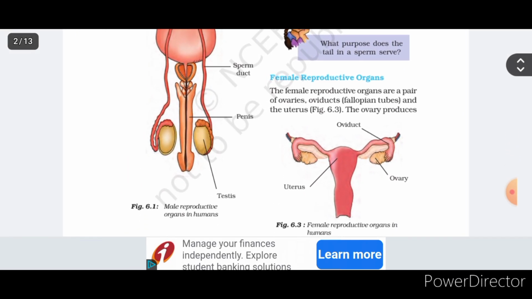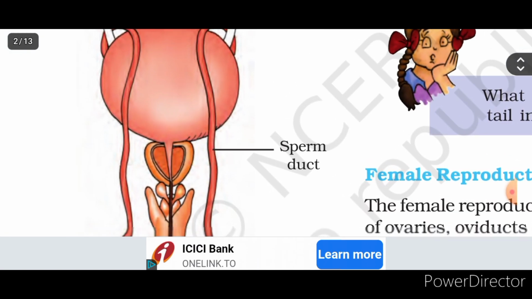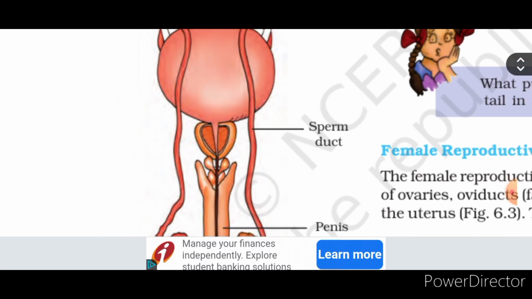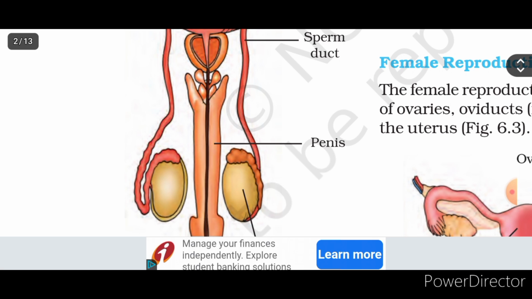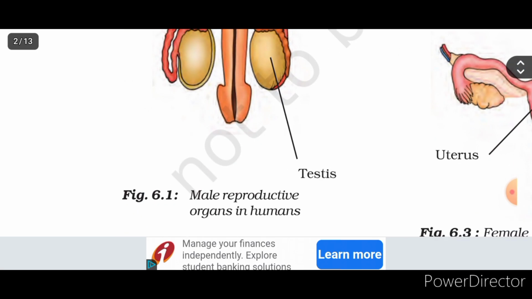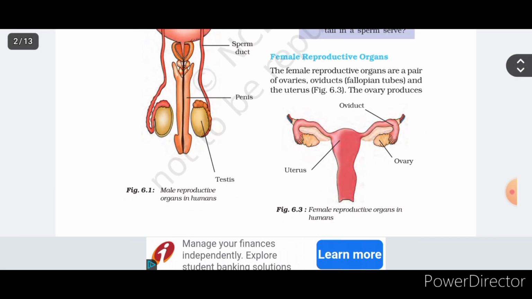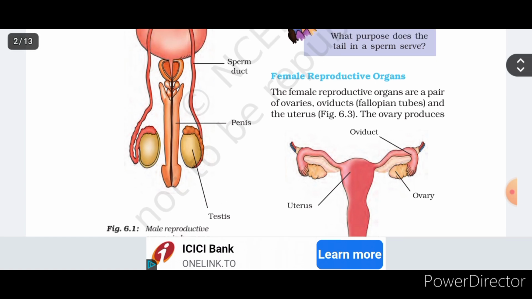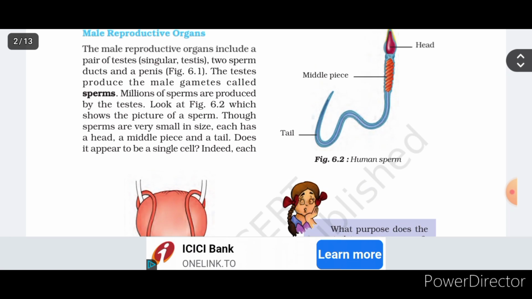Male reproductive organs in humans. You can see here: first, sperm duct; second, penis; third, testes. There are three organs in the male for reproduction: testes, penis, and sperm duct.